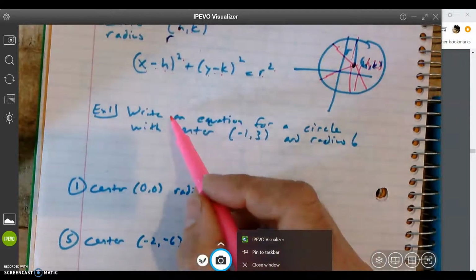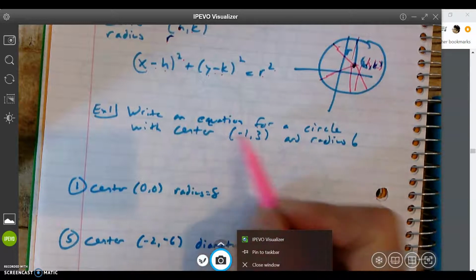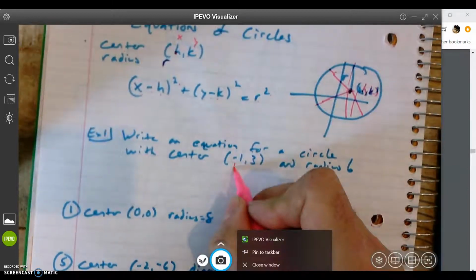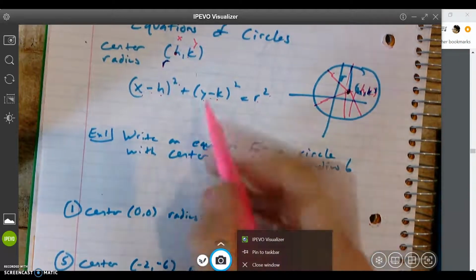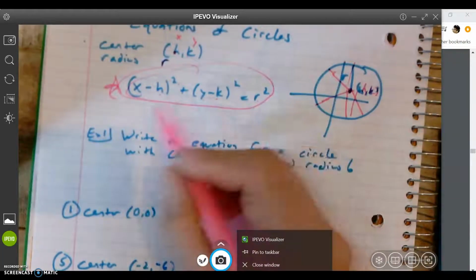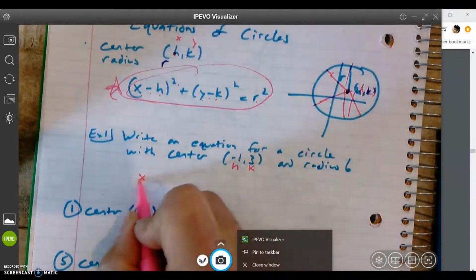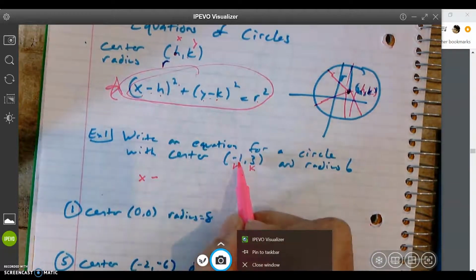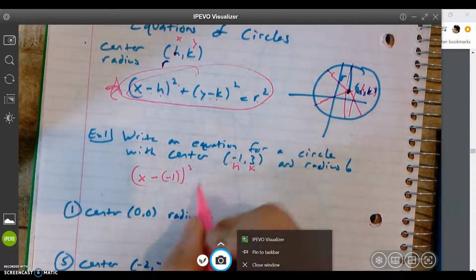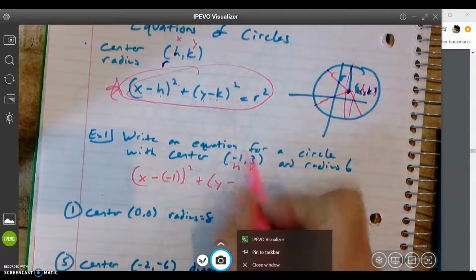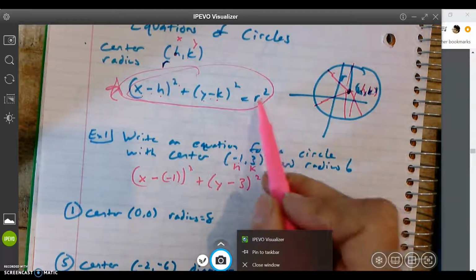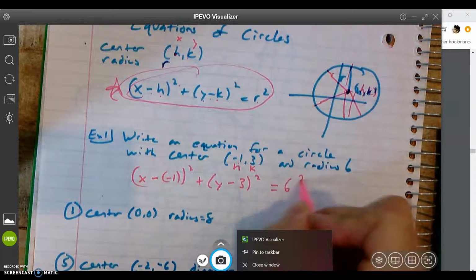So, example 1. Write an equation for a circle with center (-1, 3) and radius 6. Okay, so this is h, this is k. And so I'm going to start writing this. This is my equation, so you might want to put a star by this in your notes. This is very important. So it's going to be (x minus h), h is -1, so that's going to be (x minus -1), all that squared, plus (y minus k), k is 3, squared, equals radius squared. The radius is 6, so it's 6 squared.